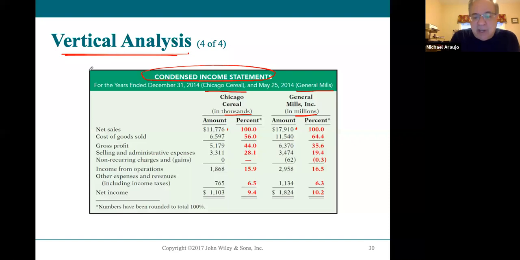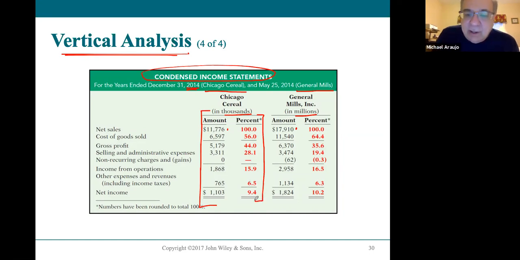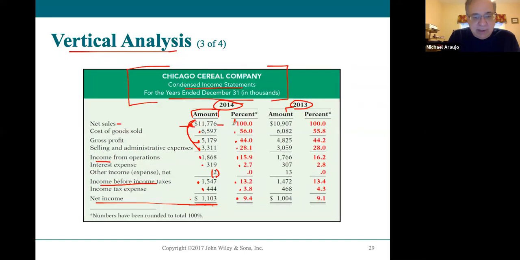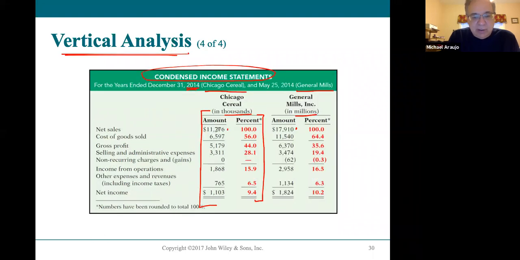This is what we went over, because this is for 2014. This is what I went over with you on the last slide. And these are all the percentages that came over from that last slide, okay? Does everyone understand that that came from the previous slide? Do you believe me? I'll go back. See, here it is right here. See that 11,776 and the 1103? They're right here again.